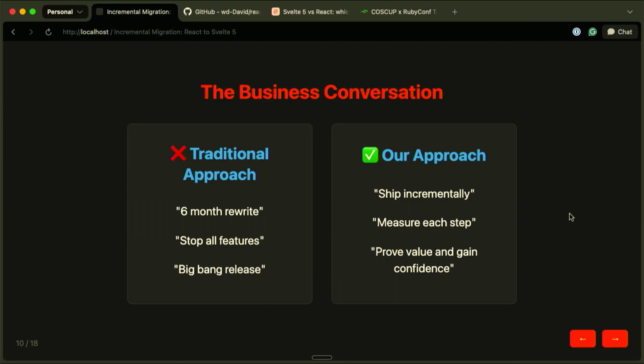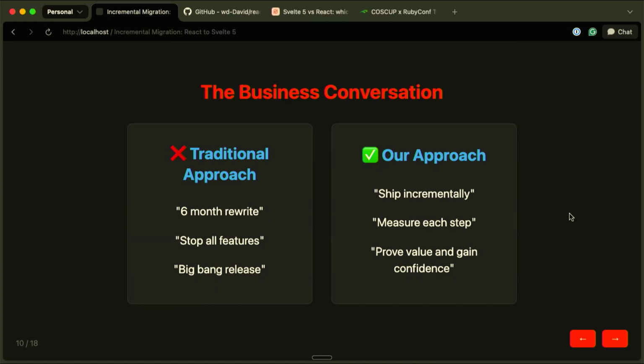So the big bang rewrite is not possible. So you need to do a certain conversion, to convert your technical points into something that your business team, your marketing, your boss can understand, for non-technical people. The traditional approach would say, we need to do the migration. We need to spend 6 months, stop all features, and we will have a big bang release. And in history, most of the time, these were just a big failure.